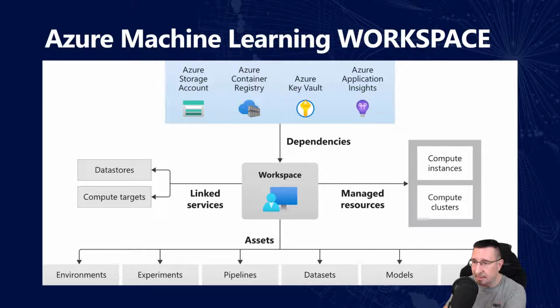This is managed by the Workspace and provides some linked services of data stores and compute targets that we can use. On the right side we have managed compute, with compute instances and clusters, or we can use any computer that we already have, as well as data stores, and it provides us some assets that are created based on these elements, like environments, experiments, pipelines, datasets, models, and endpoints. We will see what they are in the next episode.